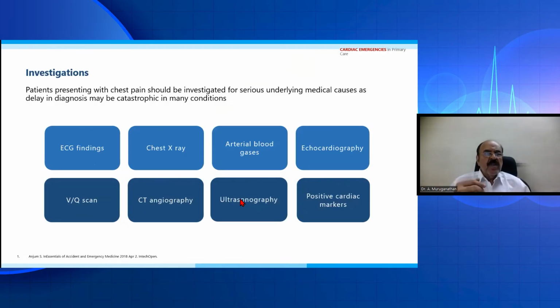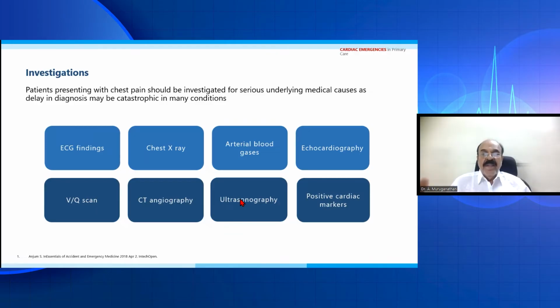What are the investigations you do? Patients presenting with chest pain should be investigated with ECG, X-ray chest, arterial blood gas, echocardiography, PET scan or CT angiography, ultrasonography, and cardiac markers. When you do all these tests like arterial blood gas, you can rule out lung pathology. And ECG can reveal ischemia, infarction.